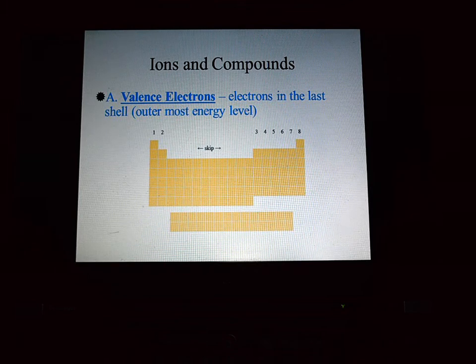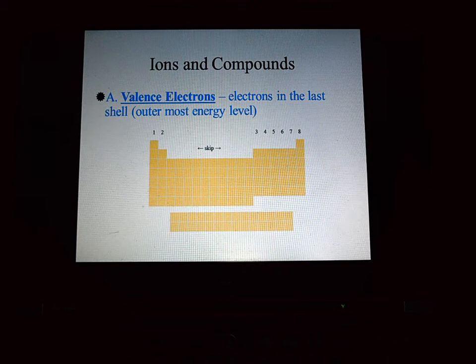And so before we really get into ions and compounds, we want to talk about a special kind of electron called valence electrons. Valence electrons are the electrons in the last shell or the outermost energy level for that atom.